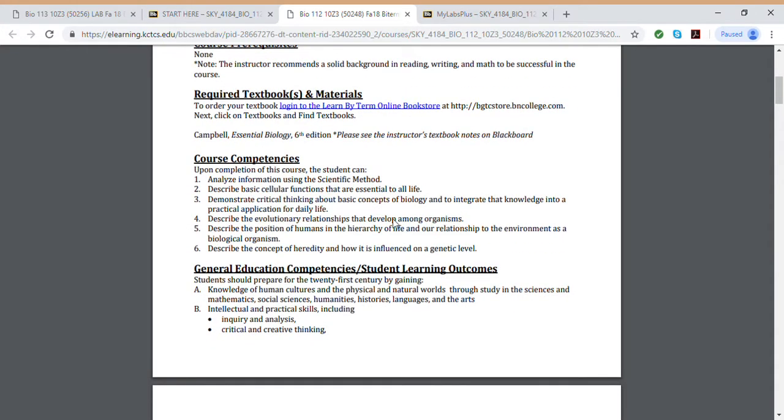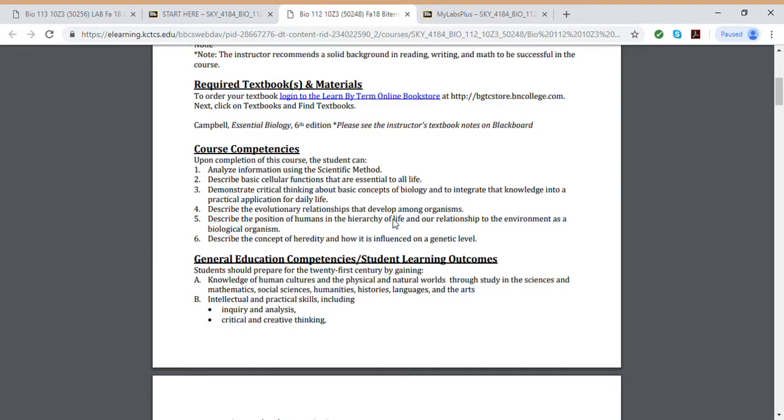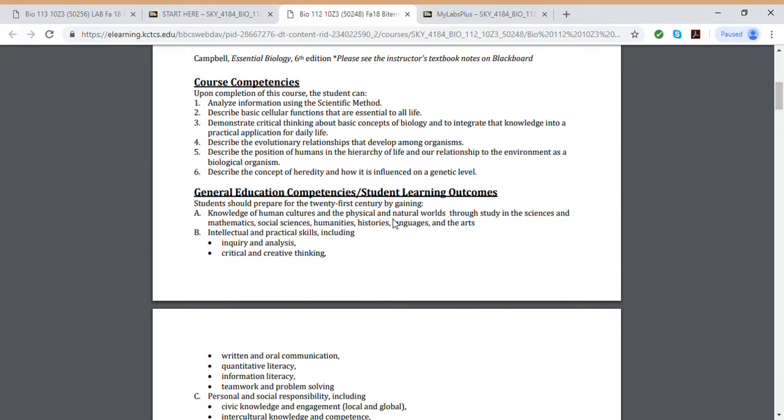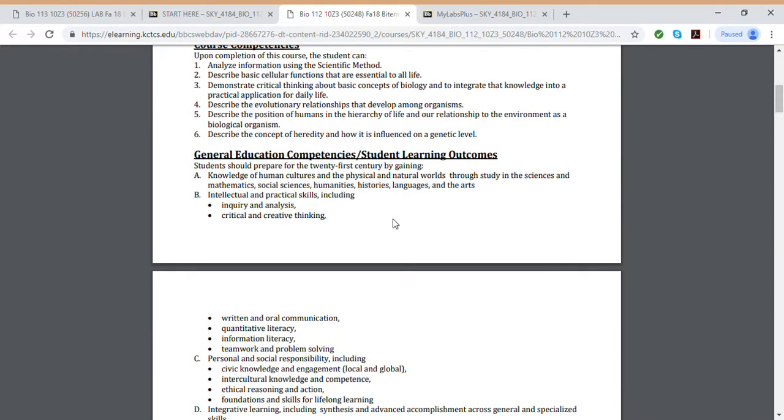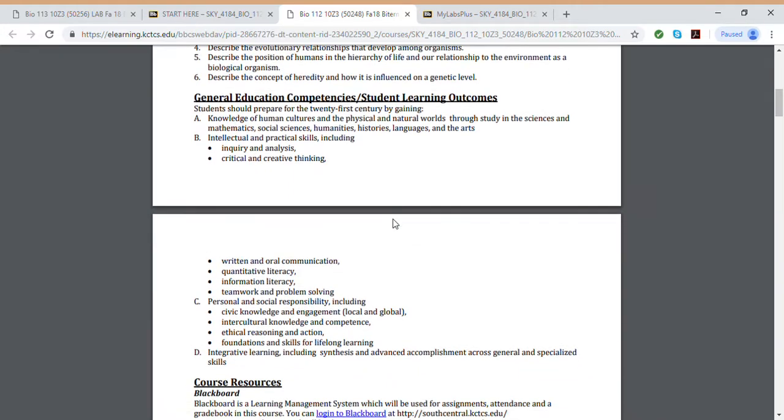Here are course competencies again. For an online course, you have to have easy access to a computer, which means you also have to have easy internet access because it is online. If you don't, then you probably shouldn't take this course online because you'll have to sign in more than once a week, probably.